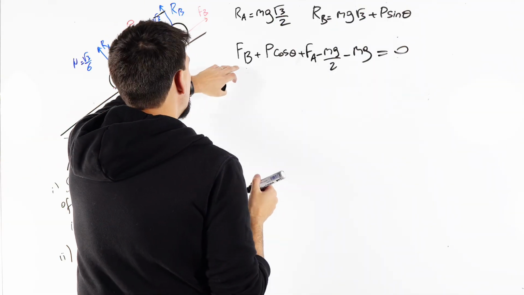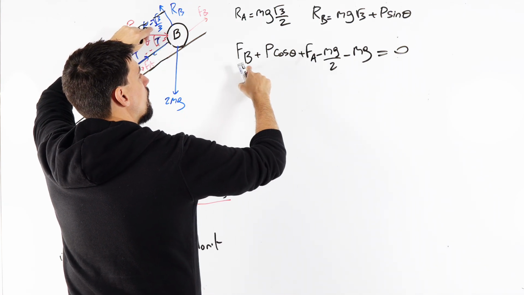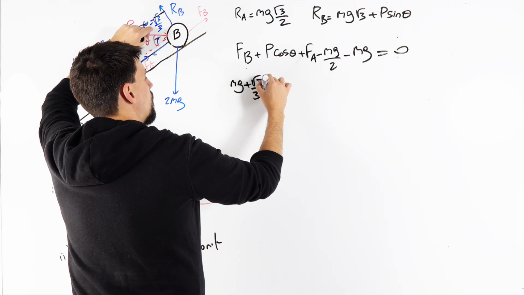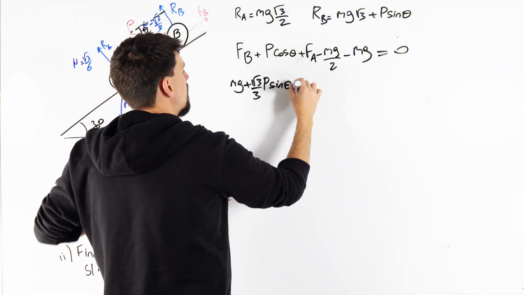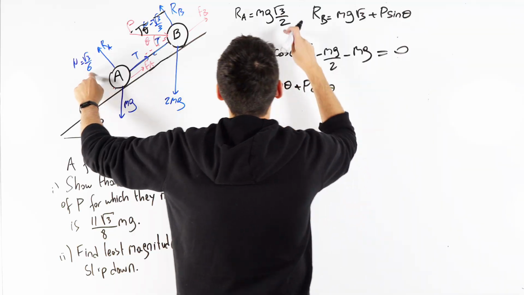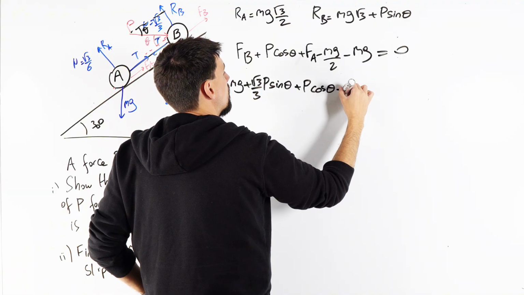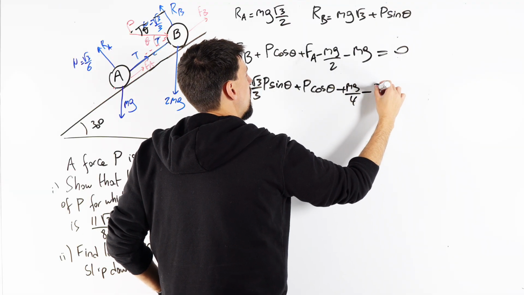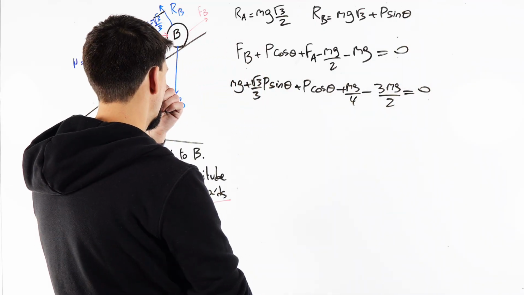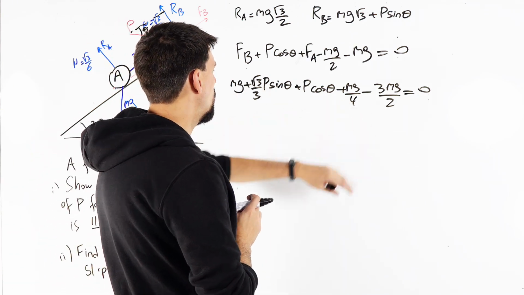And then we can plug in everything we need. So again, that's root 3 over 3. So we plug that in and we get mg plus root 3 over 3 P sine theta plus P cos theta. Friction at A is that times root 3 over 6. That hasn't changed, so that's mg over 4. Minus 3 mg over 2 is 0. What's that? 5 mg over 4. Okay, fine.